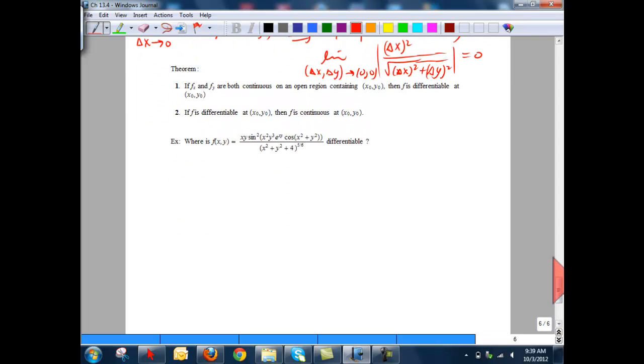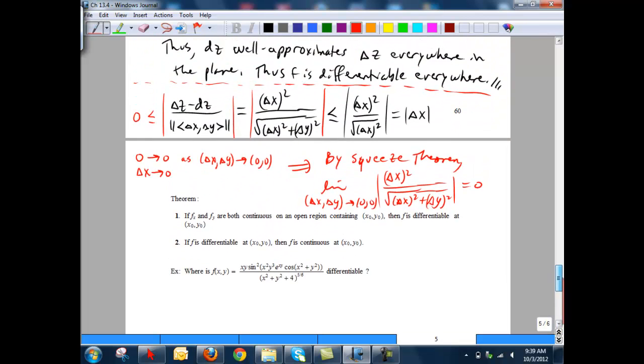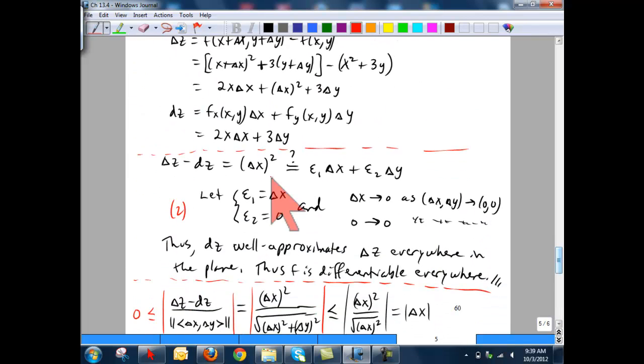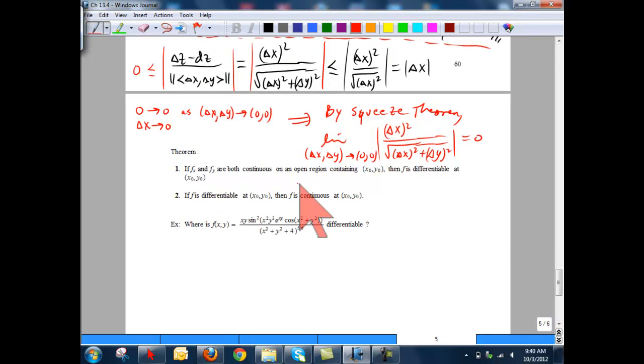Finally, here is something that's very true and very powerful. It turns out that if both first partials are continuous on an open region containing a point, then f is differentiable at that point. And so here's an even better way to show that a function is differentiable. Rather than messing with epsilons or this limit, the first thing that I would try is to show that the partials are continuous on an open region.